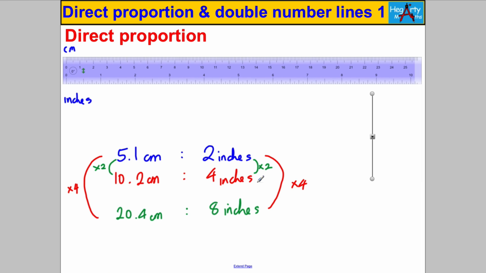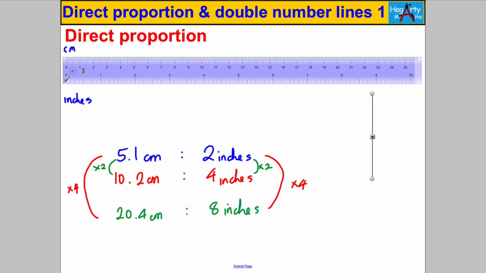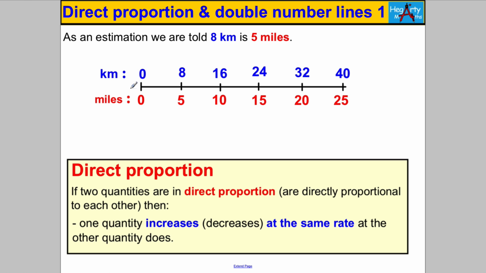Okay, so let's tidy that up. I'll give you another example as follows. As an estimation, we are told 8 kilometers is 5 miles. Now, this is what we call a double number line. We draw a line and we say, obviously 0 kilometers is 0 miles, just like in the case of a ruler, 0 centimeters is 0 inches. We all start at 0, 0. But every time we go up 8 kilometers, we go up 5 miles. So 8 kilometers is 5 miles.